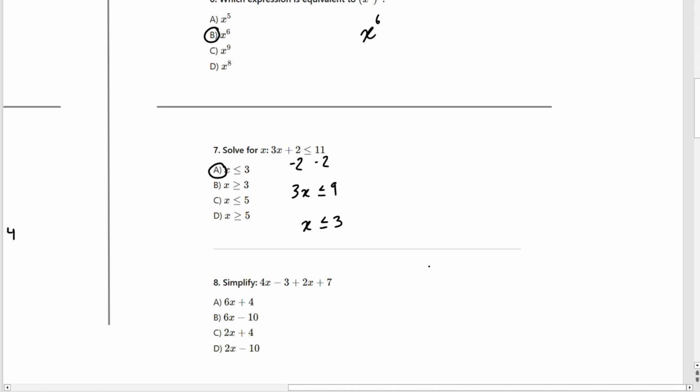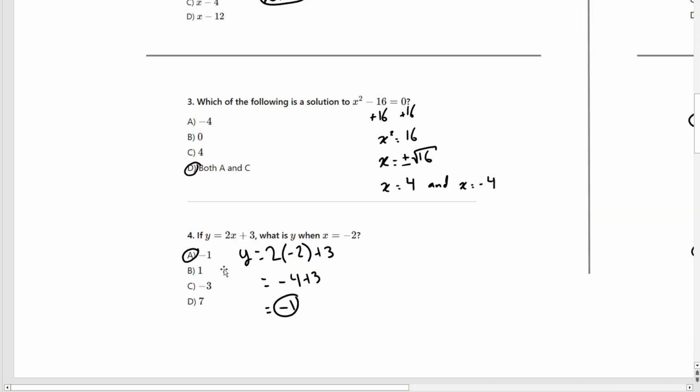There it is. In number 8, we see 4x minus 3 plus 2x plus 7. Here we would combine the two x terms to get 6x, and then the constant terms, negative 3 plus 7, which equals positive 4, which would be option A.